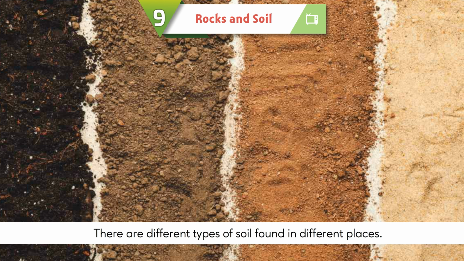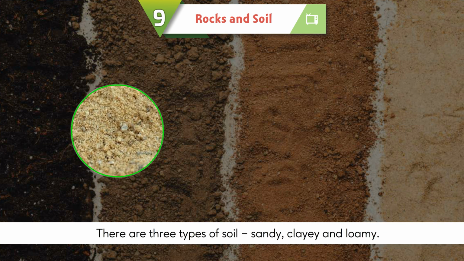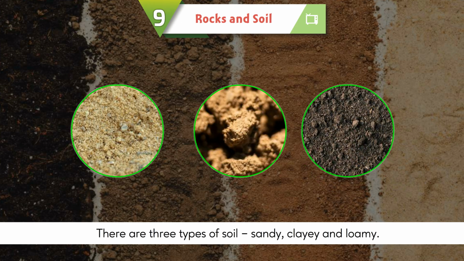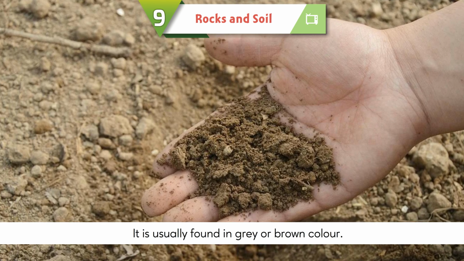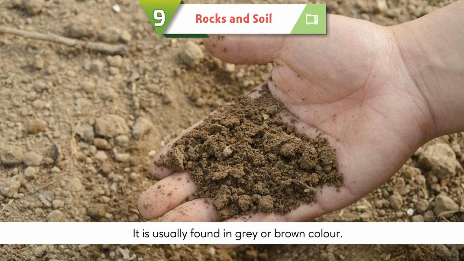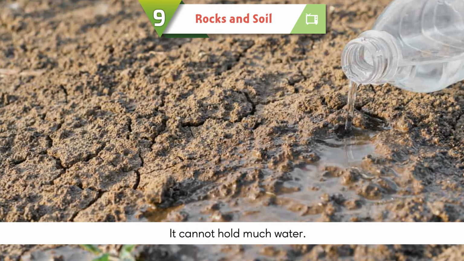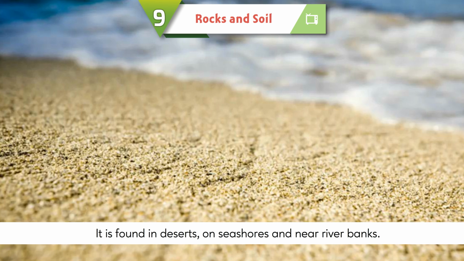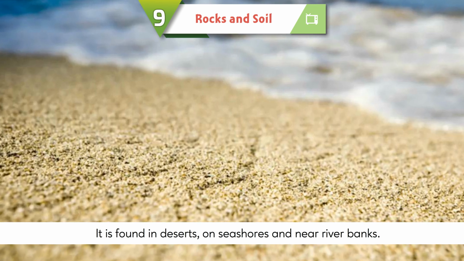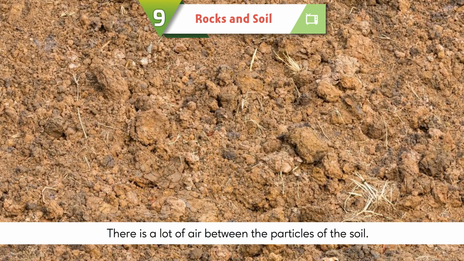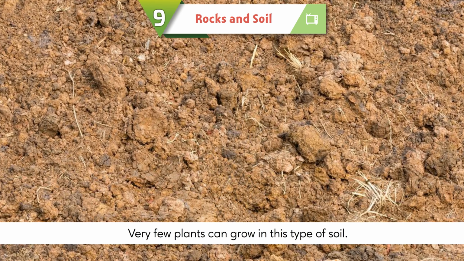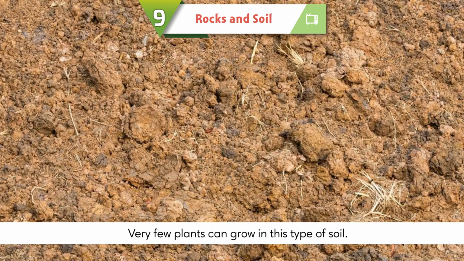Types of soil. There are different types of soil found in different places. There are three types of soil: sandy, clay, and loamy. Sandy soil. This type of soil is rough and coarse. It is usually found in gray or brown color. It cannot hold much water. It is found in deserts, on seashores, and near river banks. There is a lot of air between the particles of the soil. Very few plants can grow in this type of soil.